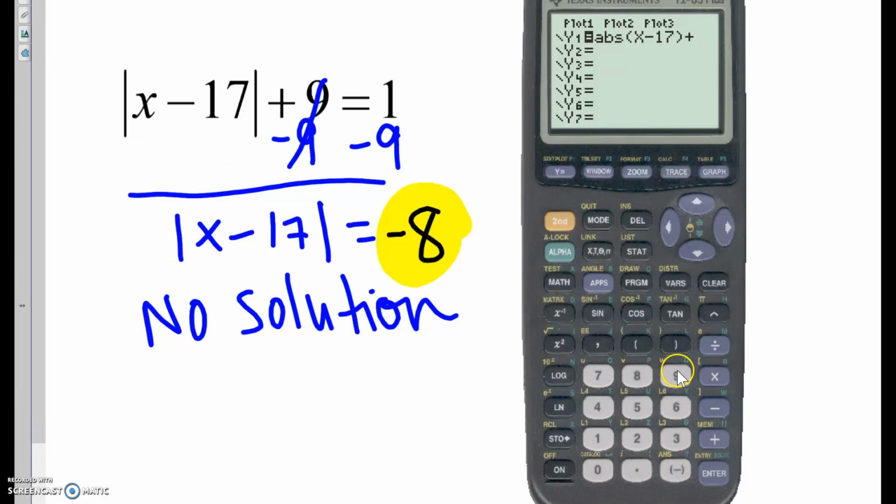Okay, there's my plus 9, but again, in order for this to be set to 0, I would have to subtract 1 from both sides. So I can graph that. Okay, and solutions are my x-intercepts, and I can see that this absolute value graph is not touching the x-axis at all, which means that yes, this is a no solution equation. There are no solutions.